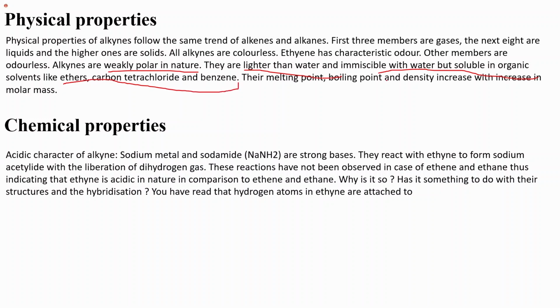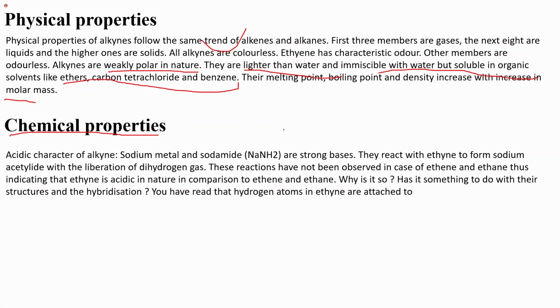Their boiling point, melting point and density increase with increasing molecular mass. As we go from the 3-member to the 4-member to the 8-member alkynes, there will be changes in melting point, boiling point and density. When you increase the molar mass or molecular weight, the melting point, boiling point and density also increase. That covers the physical properties.